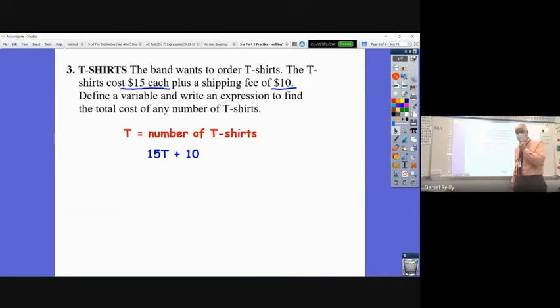Anyone have this as an answer? 15T or 15X. Yes. plus 10. Hey, look. Did you get that without help, Olivia?